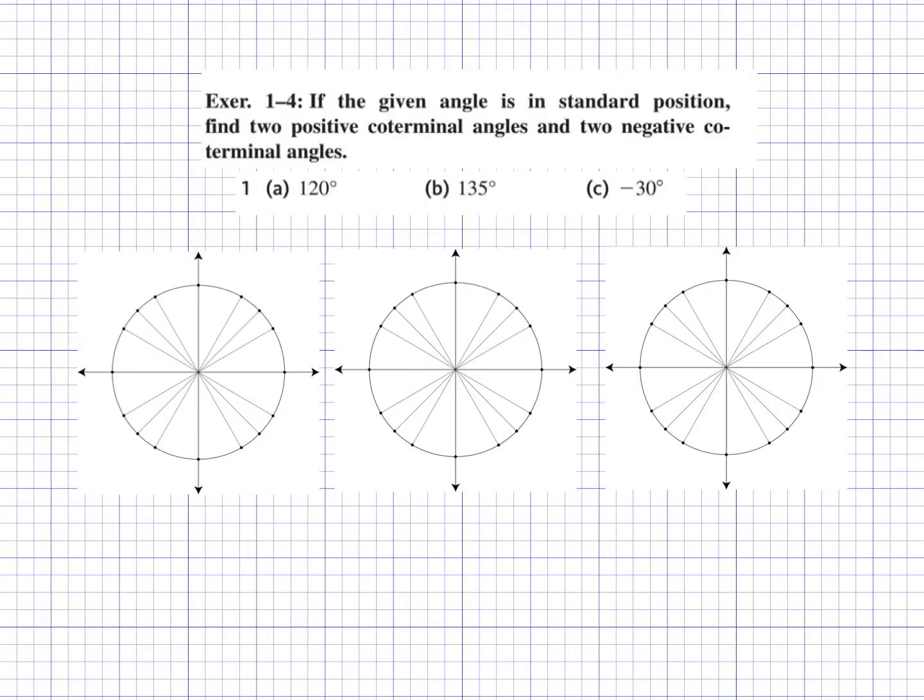If the given angle is in standard position, meaning right here, the x-axis positive, find two positive coterminal angles and two negative coterminal angles. All right, so first of all, where is 120 degrees?